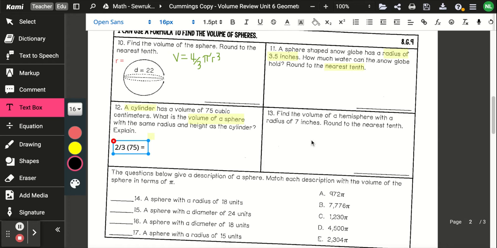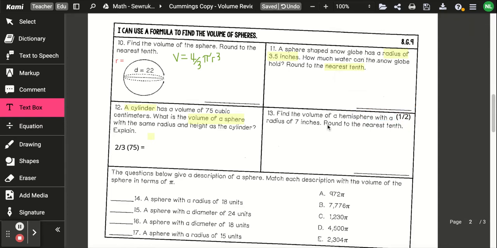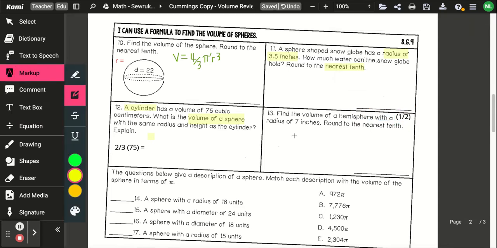So the next thing we have to do, find the volume of a hemisphere. Remember, hemisphere is half. So in parentheses, I'm going to write a half because we're going to multiply that formula by a half once we do it. And they do give us the radius, which is good to know. So the radius is 7 inches, and we are going to have to round to the nearest tenth.